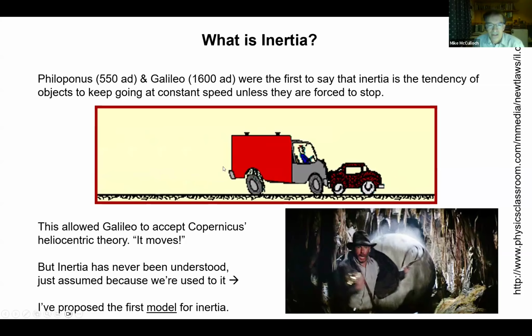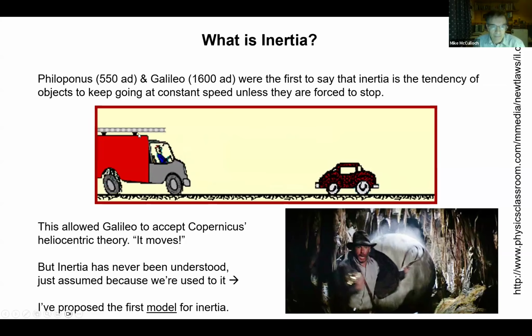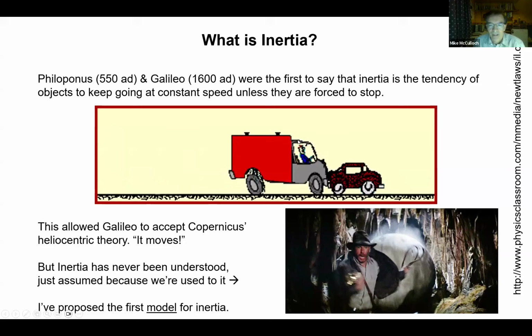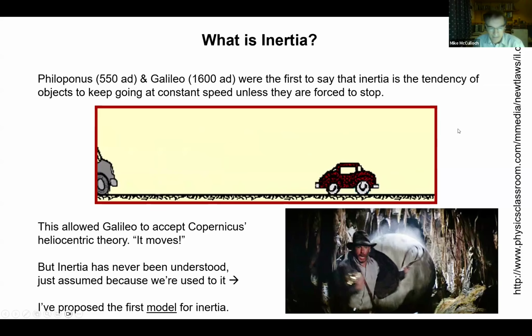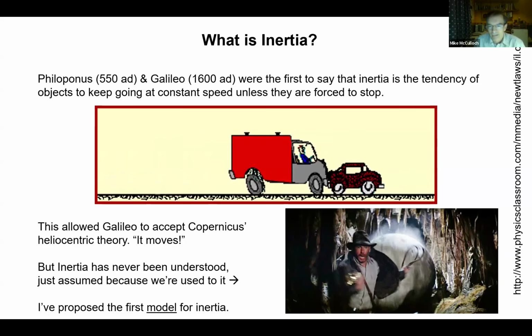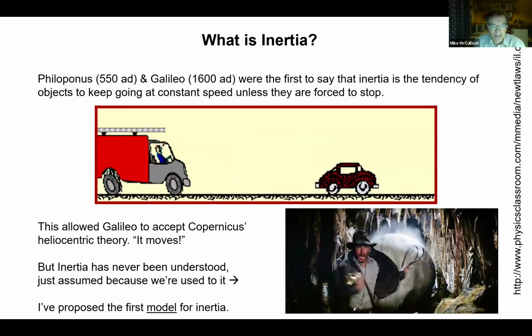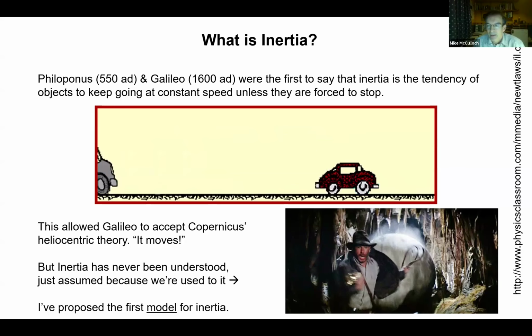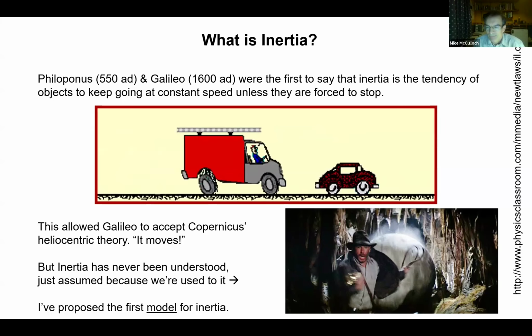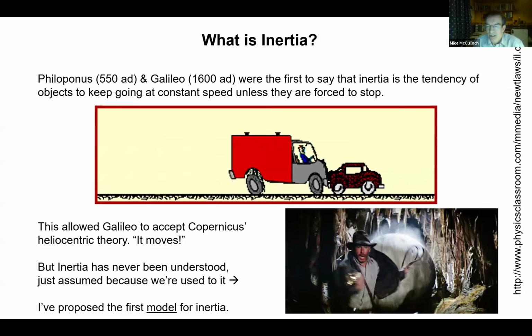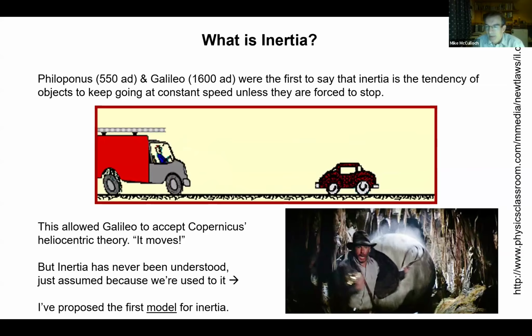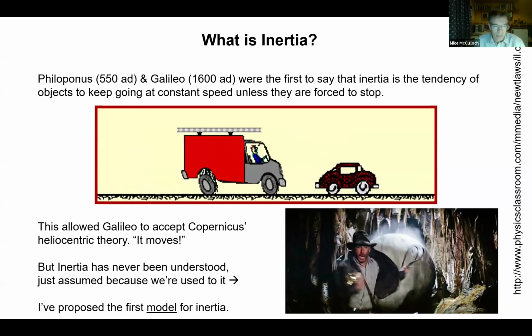So an illustration is this ladder on top of the lorry here in the animation. The lorry hits a car and stops, but the ladder continues because it has inertial mass. And the great thing about this was it allowed Galileo to accept the heliocentric theory that the Earth revolves around the sun, because he realized that things would quite happily follow the Earth in its orbit and wouldn't fall off the planet if it was moving.